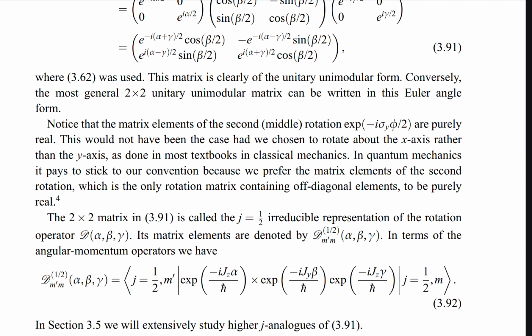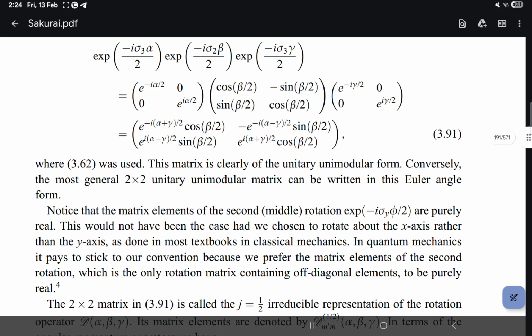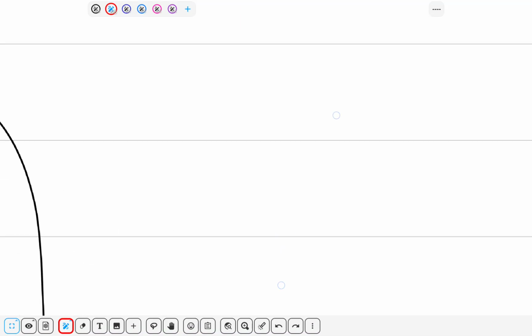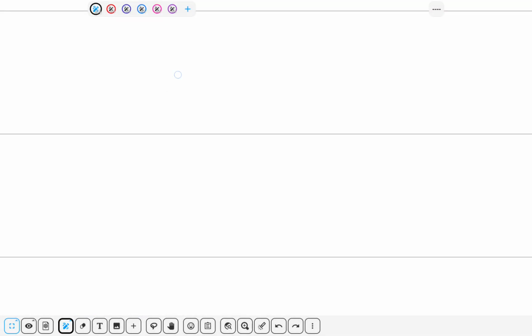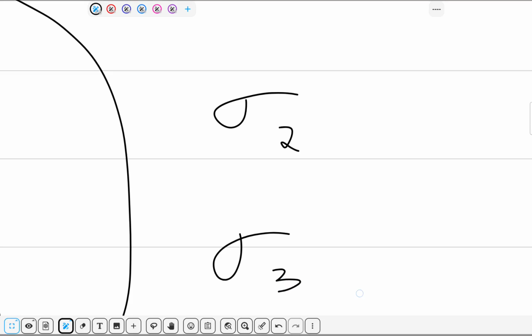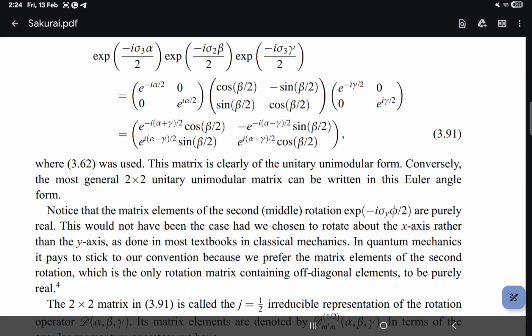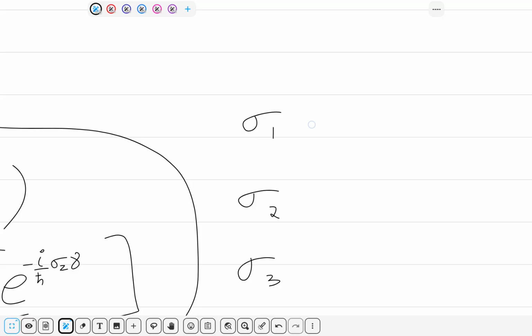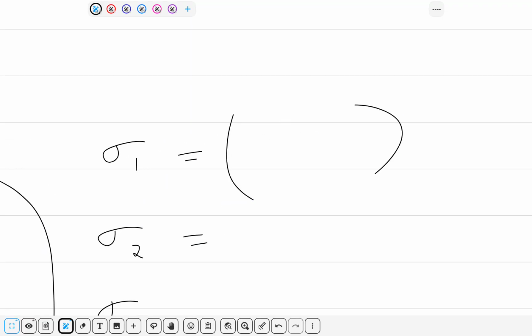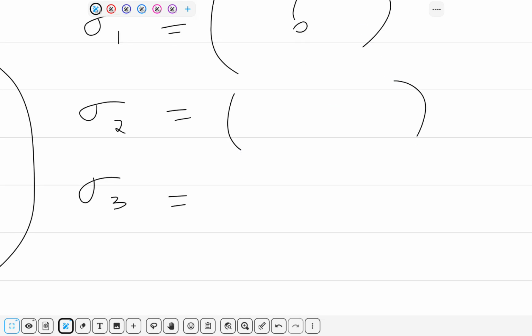So now, what he's trying to show is the matrix in the middle is purely real. Okay, I think he's trying to force me to calculate. I think I can't resist now. Let's calculate. So sigma 1, sigma 2, sigma 3, the Pauli matrices. Sigma 1 is not necessary, so I don't care about it right now. Sigma 2 and sigma 3.